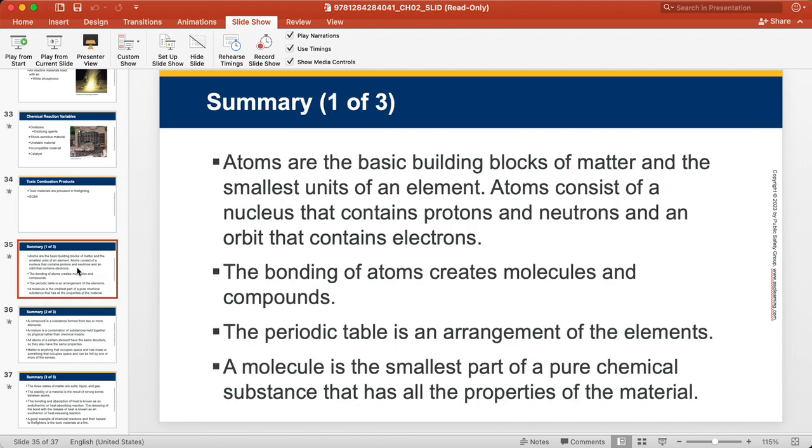All right, let's go through our summary. We went over an hour just by a bit, but I think we did great. So remember, atoms are the basic building blocks of matter and the smallest unit of an element. Atoms consist of a nucleus that contains protons and neutrons, with electrons orbiting around the outside. The bonding of atoms creates molecules, and molecules combined together make compounds. And then the periodic table is an arrangement of all of the elements that we have out there.